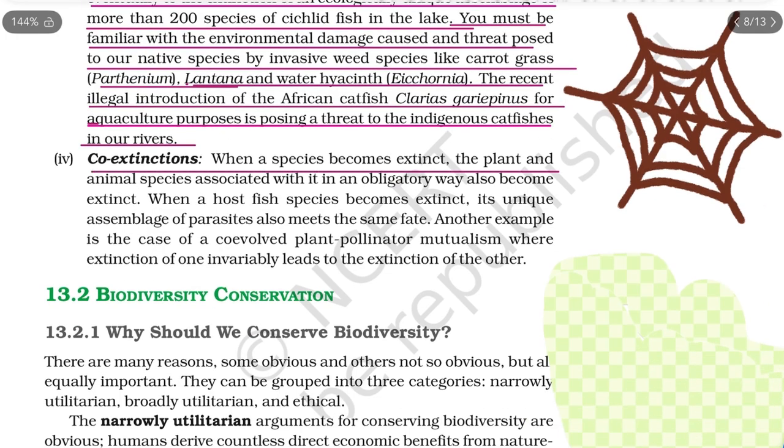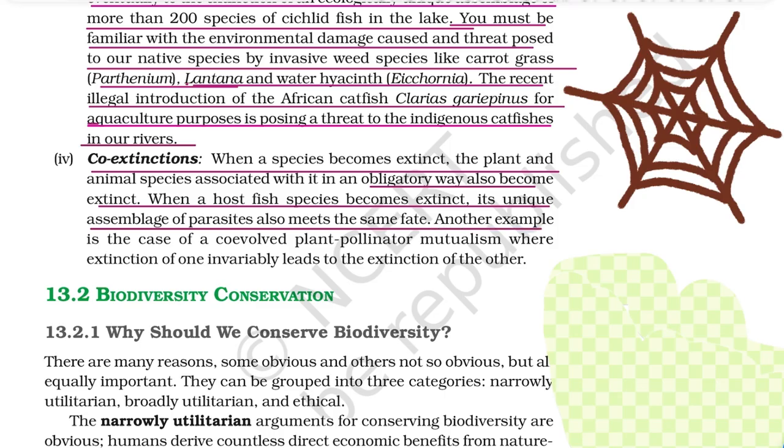Coextinctions. When a species becomes extinct, the plant and animal species associated with it in an obligatory way also become extinct. When a host fish species becomes extinct, its unique assemblage of parasites also meets the same fate. Another example is the case of co-evolved plant-pollinator mutualism, where extinction of one invariably leads to the extinction of the other.